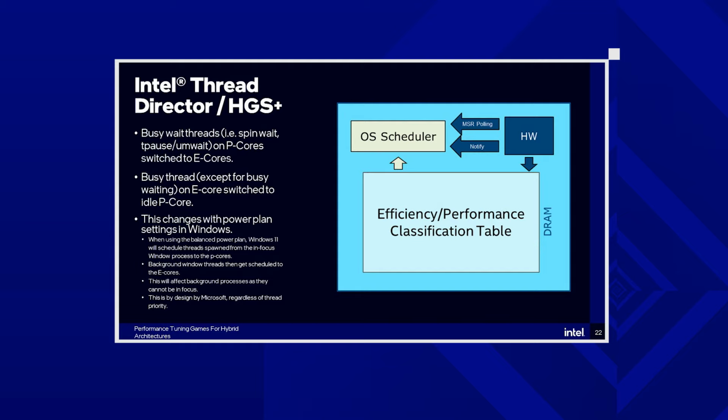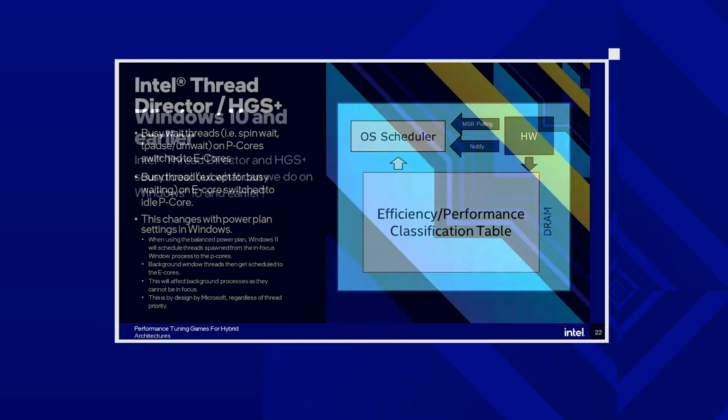So when using a balanced power plan, Windows 11 will schedule the threads spawned from the in-focus window process to the P cores. Background window threads then get scheduled to E cores. This will affect background processes as they cannot be in focus. This is by design by Microsoft and regardless of thread priority.